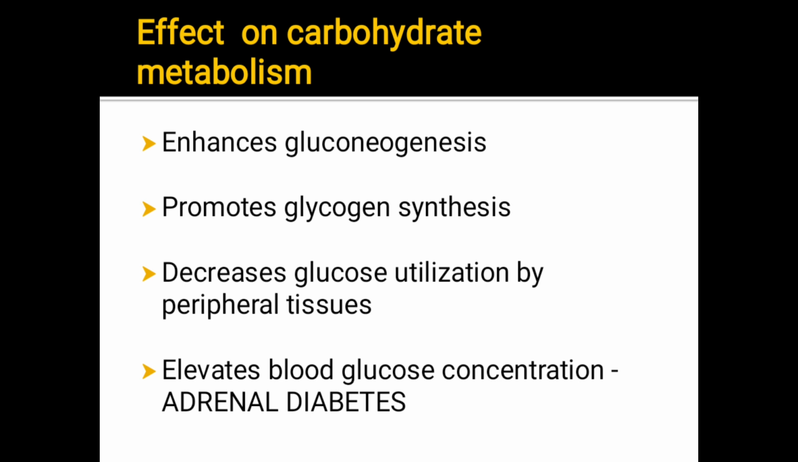And the important thing to note here is that the glucose increase, that is the hyperglycemia, is usually associated with glycogen breakdown. But in the case of glucocorticoids, it promotes gluconeogenesis as well as the storage of carbohydrates as hepatic glycogen. So the glycogen synthesis is also increased by increasing the glycogen synthetase enzyme.